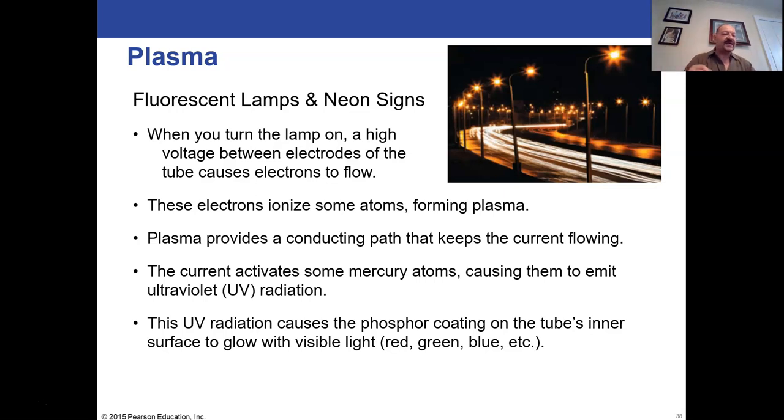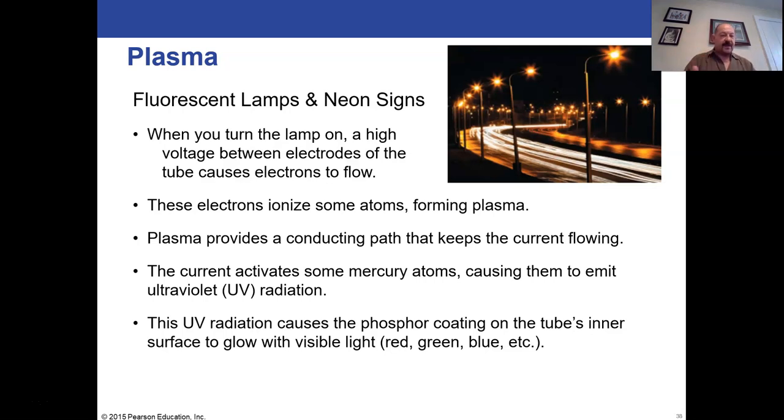So ultraviolet light is something we can't see. It's too energetic to be in our visible light region. But when it hits these phosphors, it generates a new wavelength of light that is less energetic and just right to be in the visible range, and we can see it. And we actually have different chemicals that will produce red light or green light or blue light.